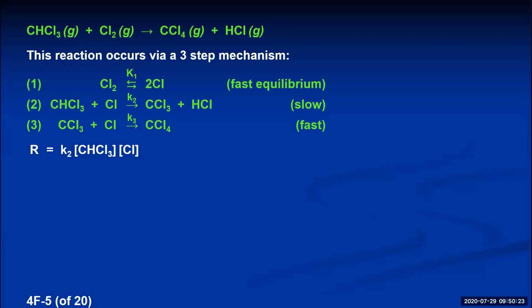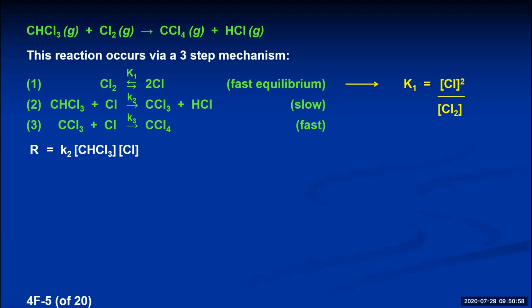Now, are these two substances in our rate law reactants in the overall reaction? The CHCl3 is, but the Cl is not. That's a chlorine atom, and what's in our reaction are diatomic chlorine molecules, so this Cl atom has to be substituted out. And the only way you can do that is to go to a step that's an equilibrium, which is our first step. So if I write the equilibrium constant expression for the first step, K1 will equal concentration of Cl squared divided by concentration of Cl2.